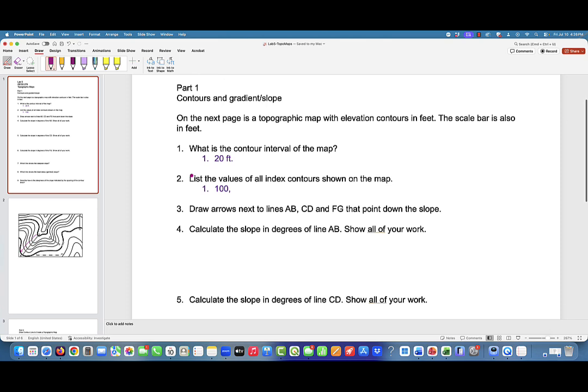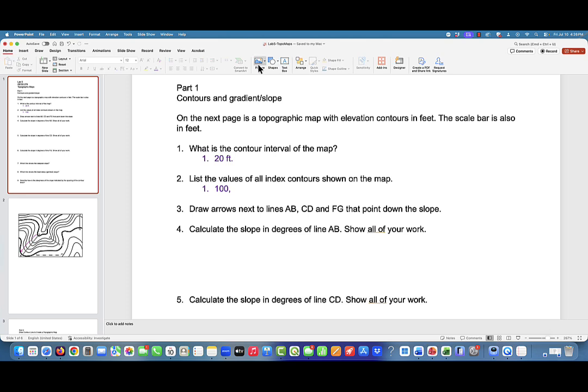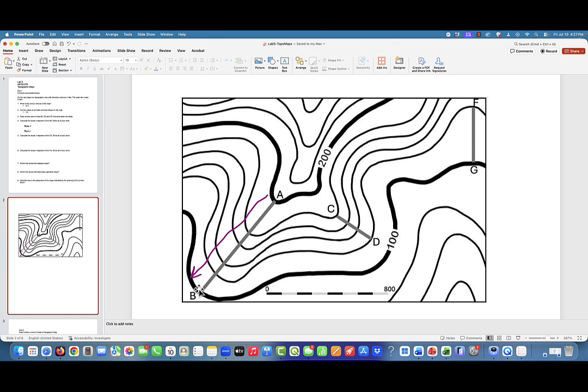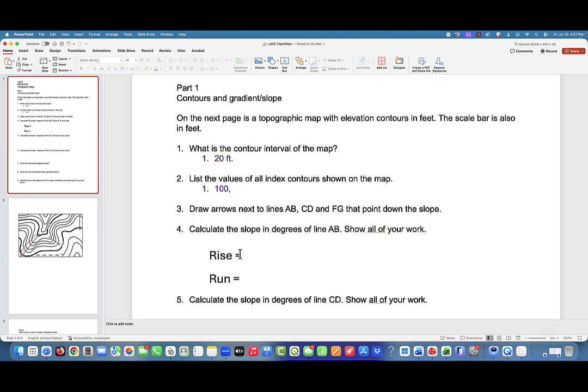The next thing you're going to do is calculate some slopes. If you remember calculating slopes, it's going to be rise divided by run. So the first thing we have to do is find the rise and run, right? So the rise is going to be the change in elevation. So let's look, going from A to B, we go from 200 to 100, so we have a 100-foot change in elevation.